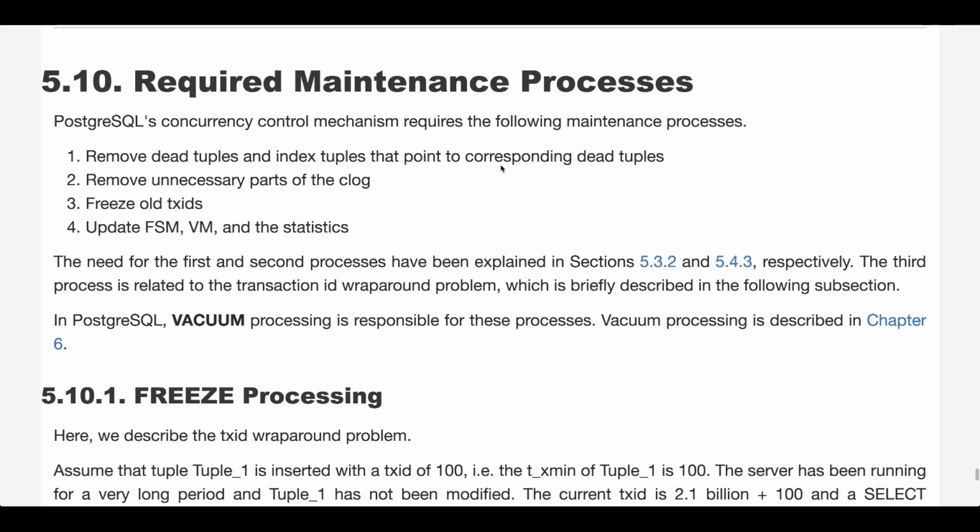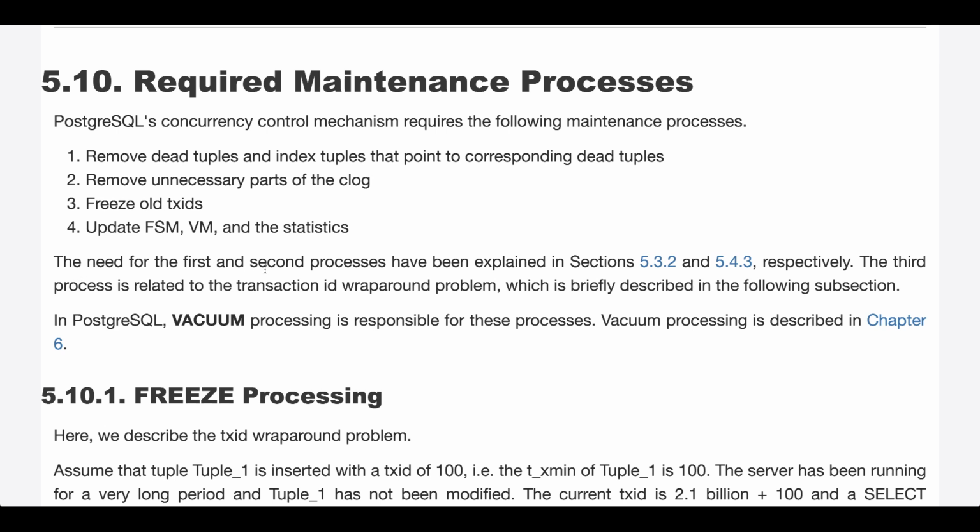5.10. Required maintenance processes. PostgreSQL's concurrency control mechanism requires the following maintenance processes. 1. Remove dead tuples and index tuples that point to the corresponding dead tuples. 2. Remove unnecessary parts of the clog. 3. Freeze old transaction IDs. 4. Update the FSM, VM, and the statistics. I can't remember what VM stands for here. Not virtual machine.